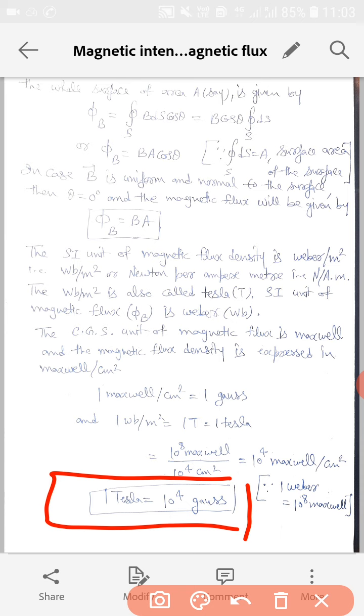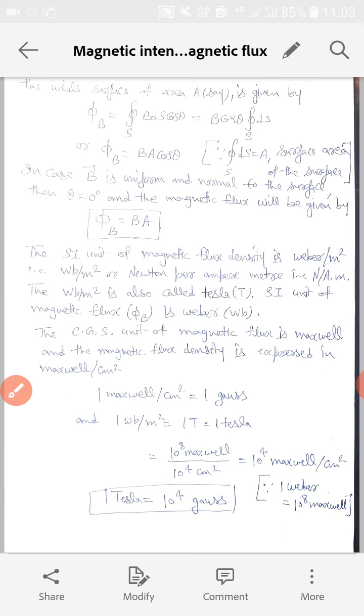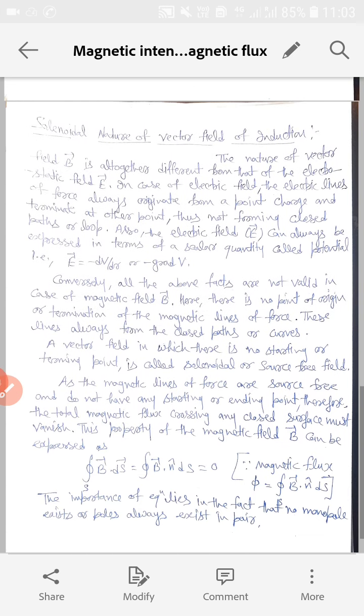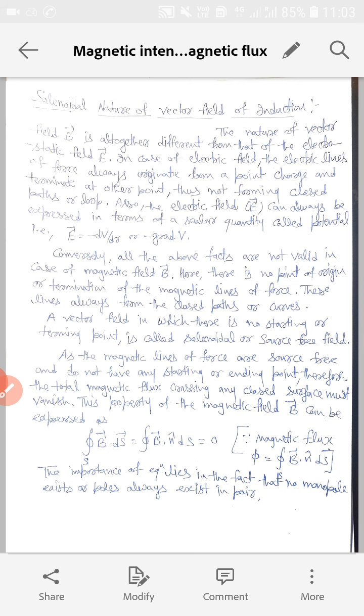Tesla is the SI unit of magnetic flux density, and Gauss is the other unit. So this is an important relation between the units of magnetic flux and magnetic flux density. Next we will discuss the solenoidal nature of the vector field of induction, or the solenoidal nature of magnetic field induction.